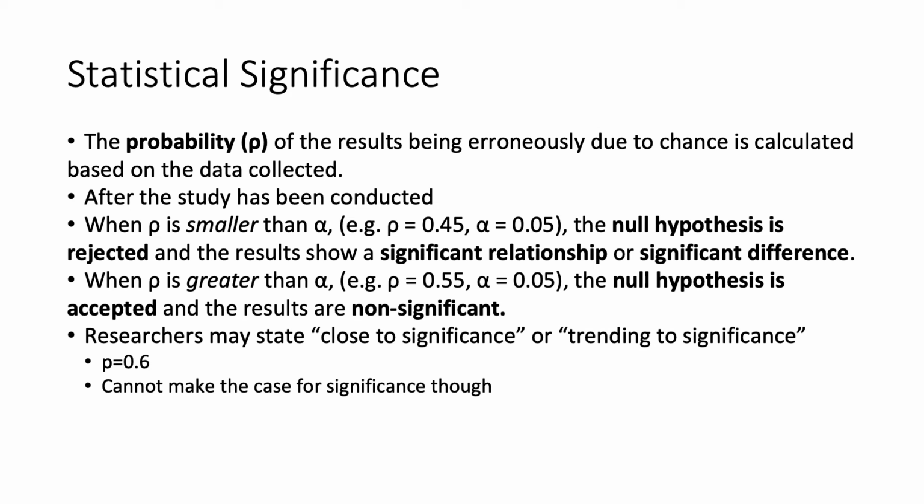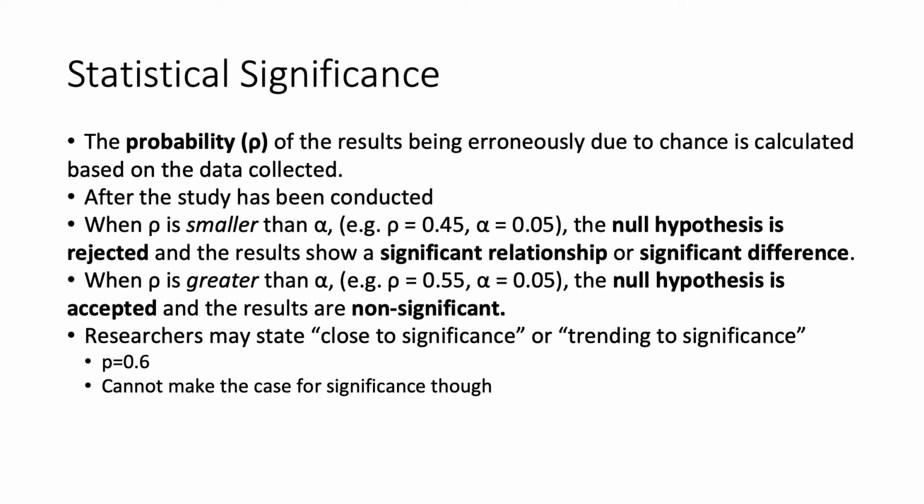The statistical package will provide you with this p-value. So when a p-value is smaller than the alpha level, the null hypothesis is rejected and the results show a significant relationship or significant difference. However, when a p-value is greater than the alpha level, the null hypothesis is accepted and the results are not significant.